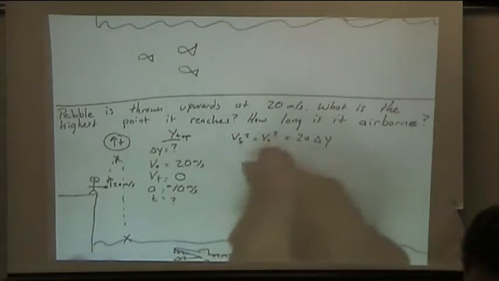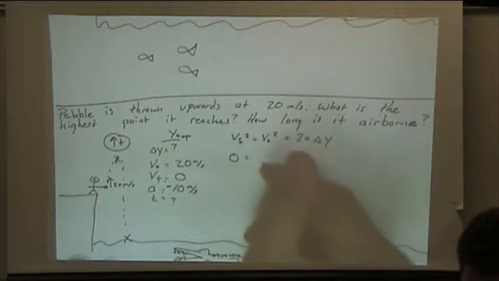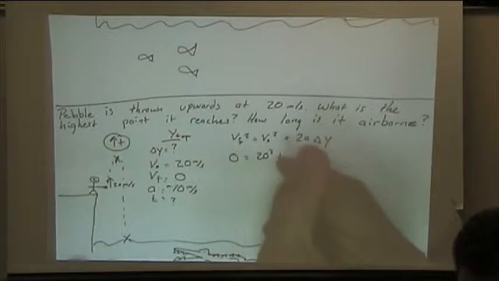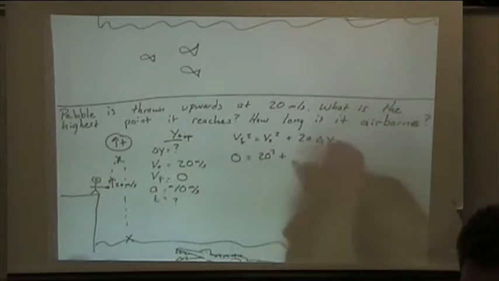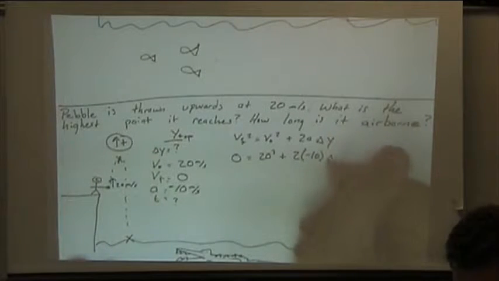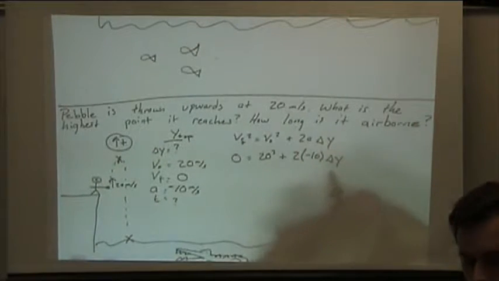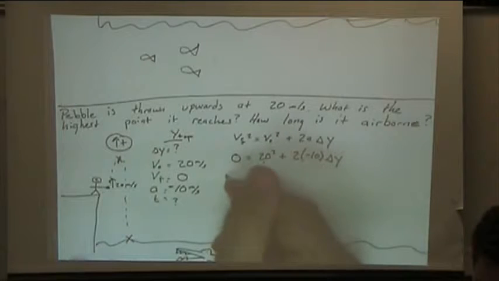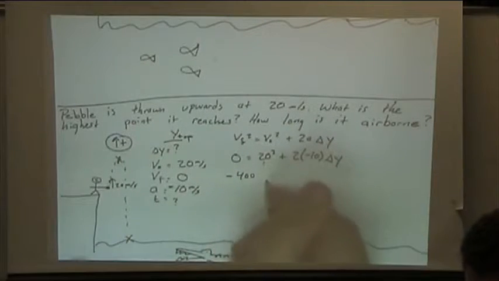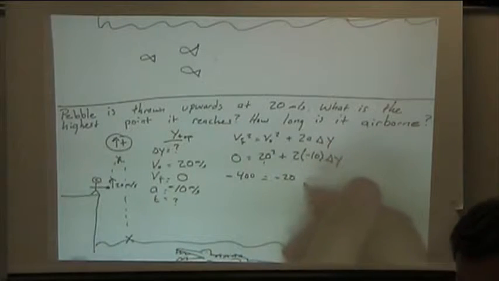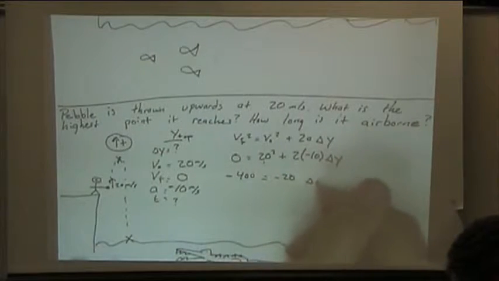delta y. And we'll put 0 here, we'll put 20 here. This is always a plus sign just because that's how the equation works. We'll deal with this negative when we do 2 times negative 10 times delta y. So that enables us to write an equation with only one variable. It's solvable. 20 squared is 400. But by the time we bring that over here, that's going to be a negative 400 equals negative 20 times delta y.